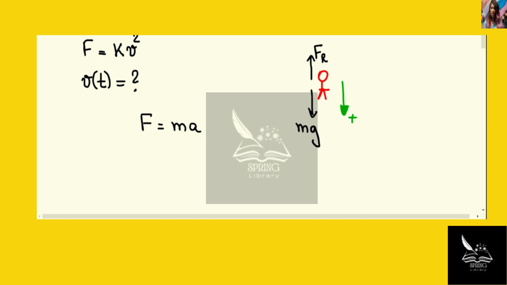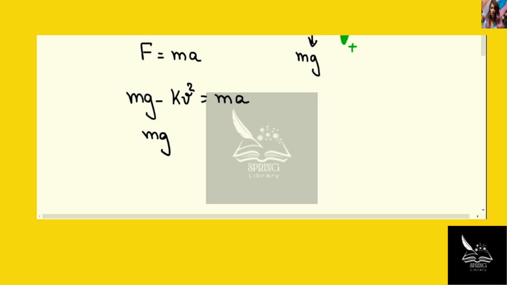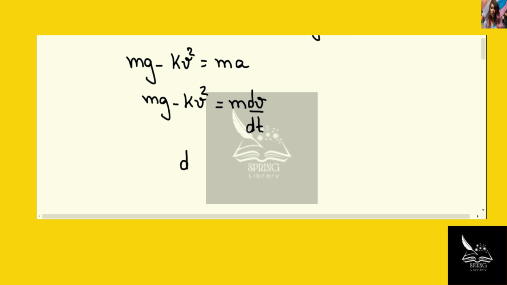So we have the weight force, which is mg, minus kv squared, is equal to ma. Now a is dv dt. So we have mg minus kv squared is equal to m dv dt. So we have that dt is equal to m divided by mg minus kv squared dv.